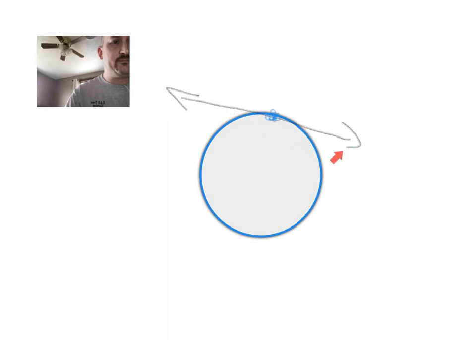This is a tangent right here. It's going to touch in one spot, which is also called the point of tangency. The point of tangency is right where that tangent is going to touch. All right? So let me erase here.